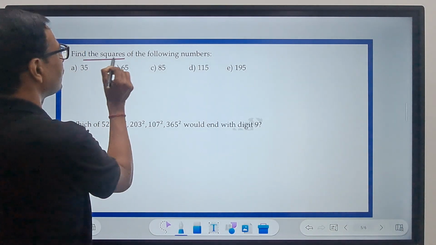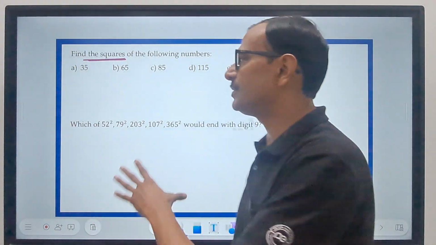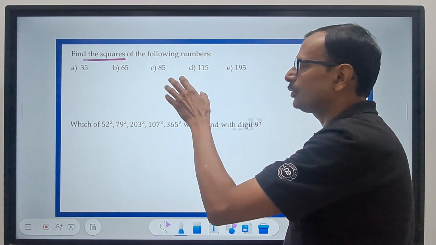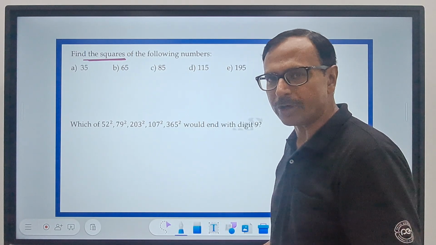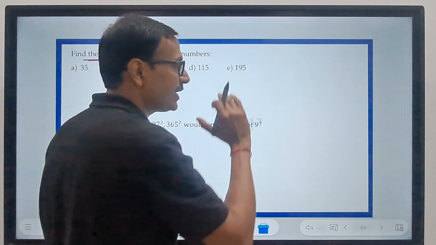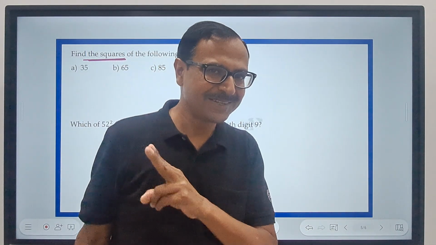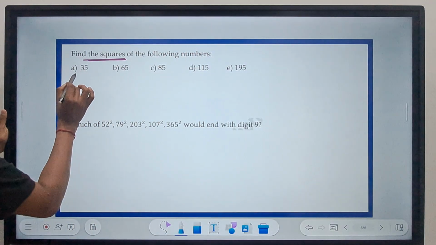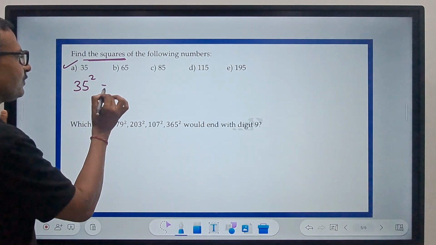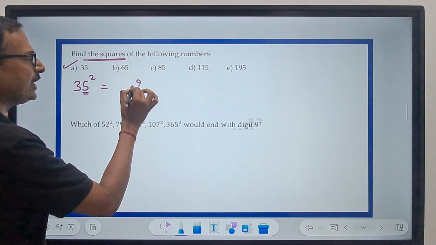Here is a question based on Vedic maths. So we need to find the squares of these numbers without actually having to multiply them, without having to do whatever is traditionally taught in the school, right? So we can actually find all these squares orally, and yes, when I say orally, I do mean it. So I'll just apply the rule to 35 square first, the first part. See, whenever a number ends in 5, the square ends in 25.